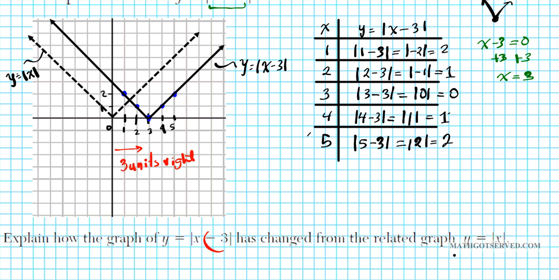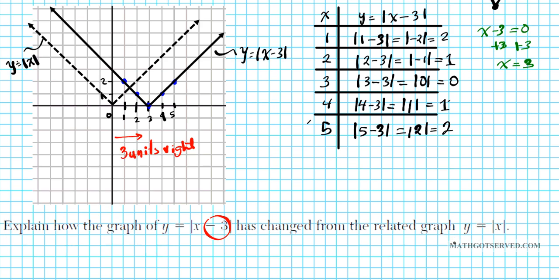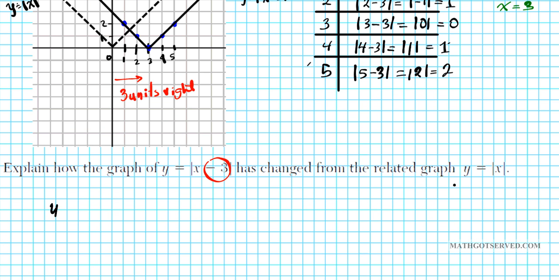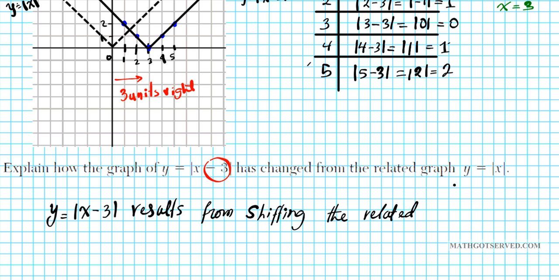See this minus 3? That is a giveaway. This minus 3 basically means you shift 3 units to the right. It's kind of opposite, okay? So explain how the graph of y equals absolute value of x minus 3 has changed from the related graph y equals absolute value of x. So you just simply write y equals the absolute value of x minus 3 results from shifting the related graph y equals the absolute value of x 3 units to the right, and that's good enough.